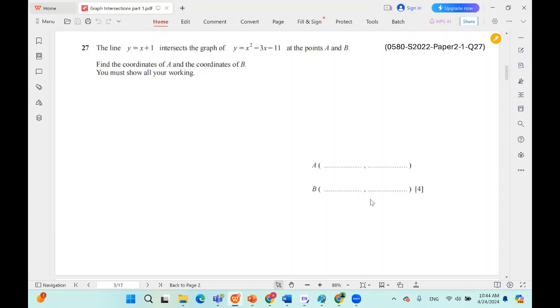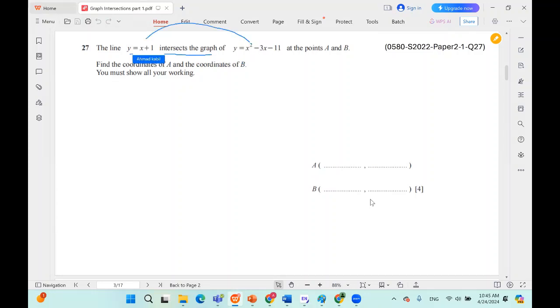So the line y equals x plus 1 intersects the graph of y equals x squared minus 3x minus 11 at the points A and B. Find the coordinates of A and the coordinates of B. You must show all your work. The basic concept to understand here is that if two graphs intersect, then we have to equate them to find the point of intersection.